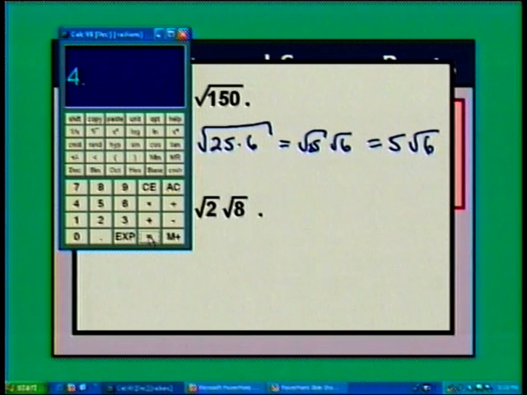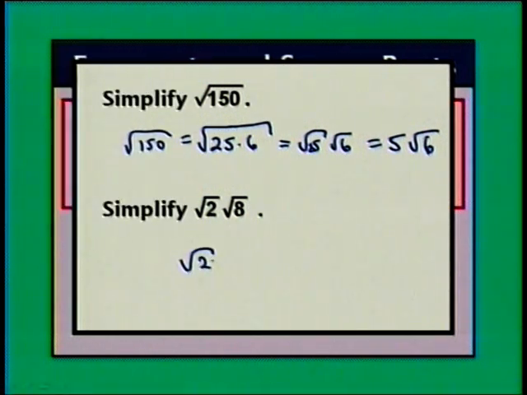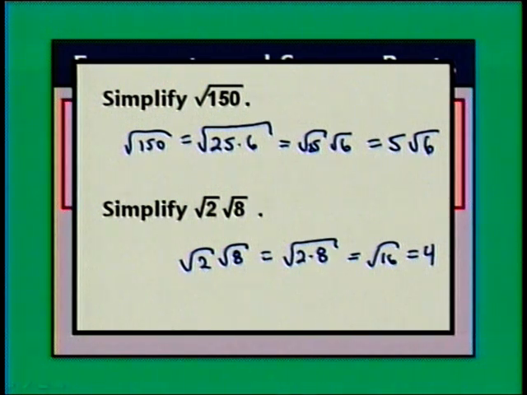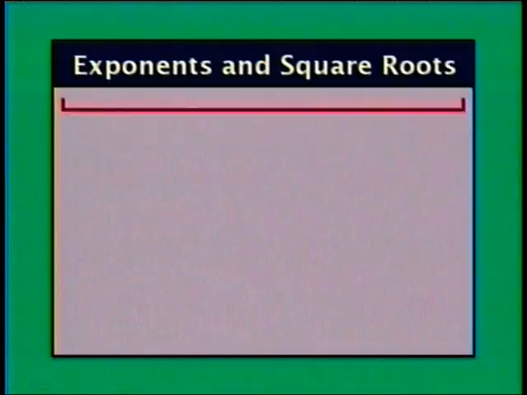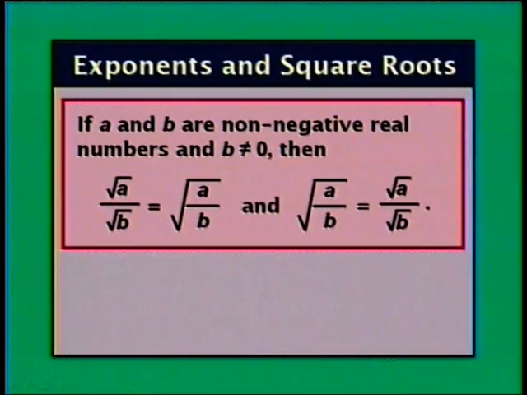Let's see the math behind that. The square root of 2 times the square root of 8, according to the square root property we're exploring, is equal to the square root of 2 times 8. Aha! That's the square root of 16, which is 4. So in decimal form, this 4 was very unexpected. But using our square root properties, it's very natural that the square root of 2 times the square root of 8 is 4.